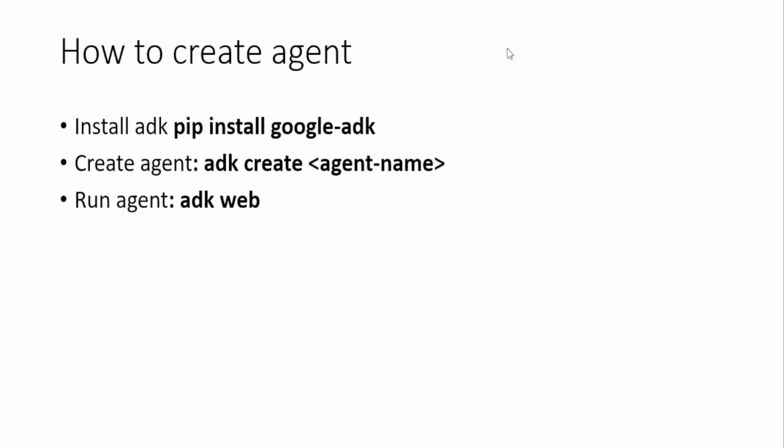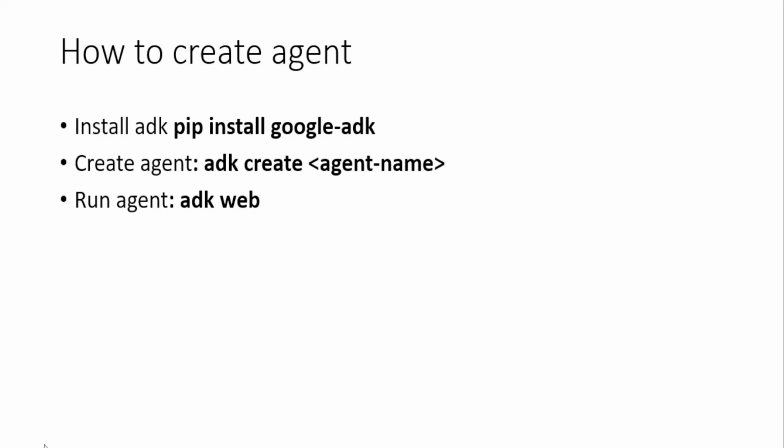Now, how to create agents using the ADK. To create an agent using the Google ADK, first we need to install it using the command pip install google-adk. Once it is installed, you can create the agent using adk create, then the name of the agent, and once it is created, you can run the agent using adk web. This is the web interface mode, and the other way is using adk run. It will run your agent in command line interface mode.